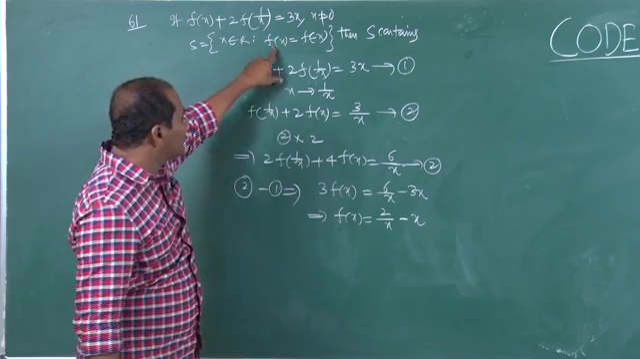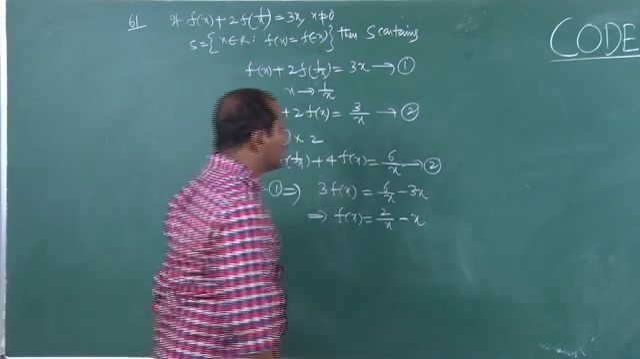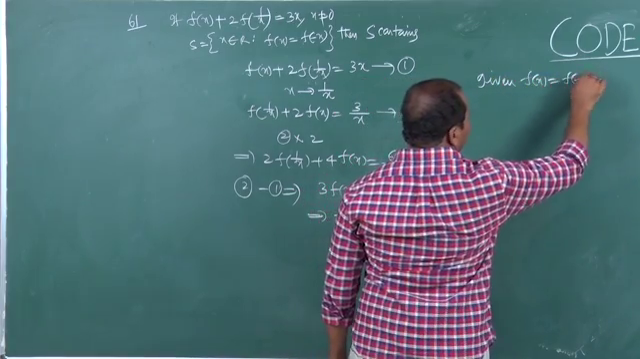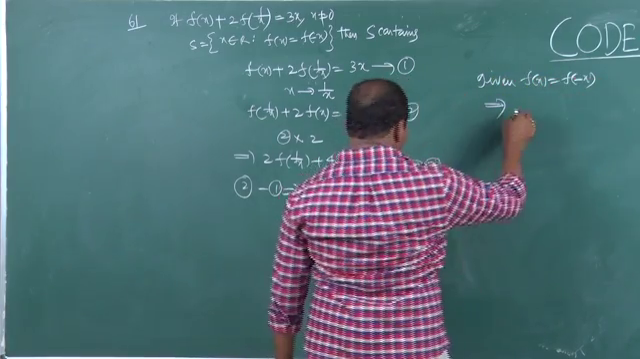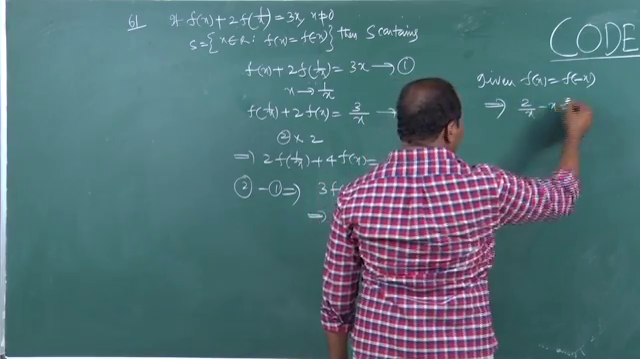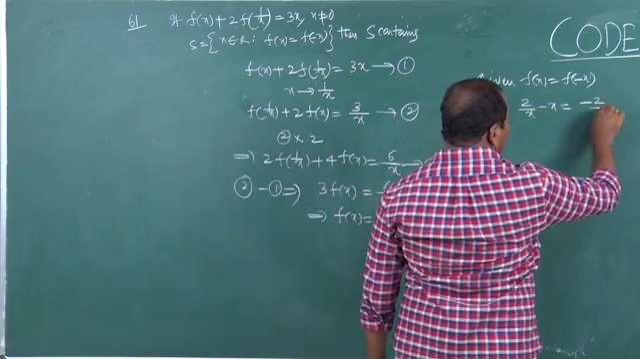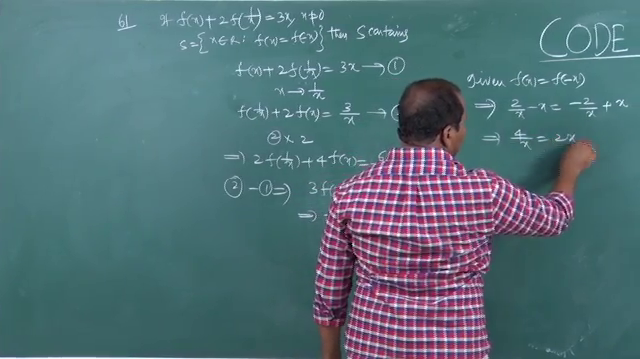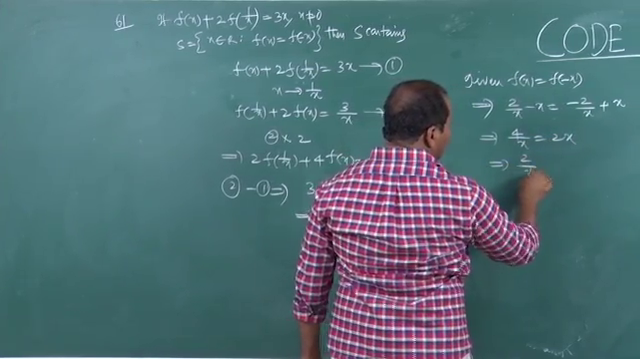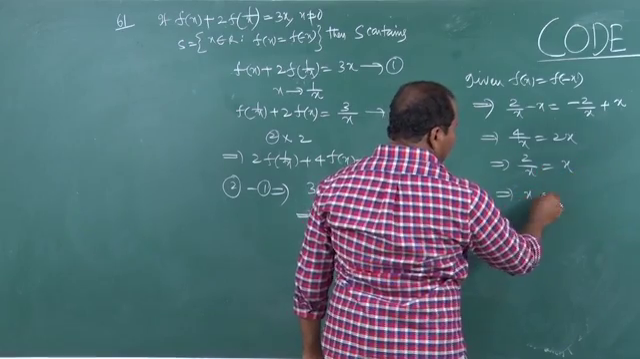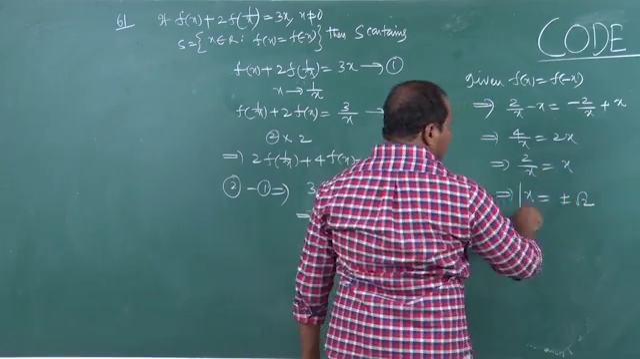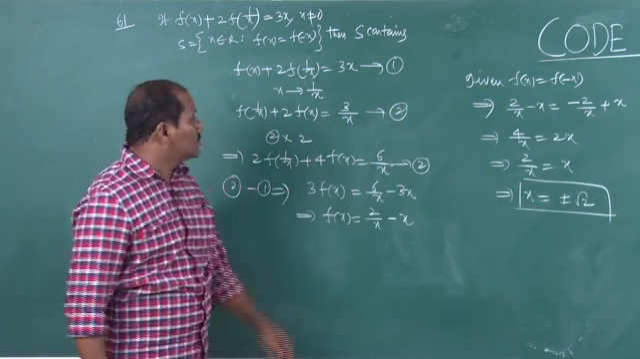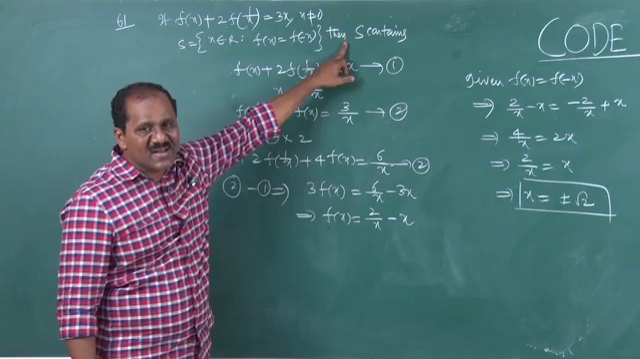Now, one more condition given is f of x is equal to f of minus x. So, given f of x is equal to f of minus x, this implies 2 by x minus x is equal to minus 2 by x plus x, implies 4 by x is equal to 2x, implies 2 by x is equal to x, implies x square is equal to 2, x is equal to plus or minus root 2. So, we got two values for x. So, the set S contains exactly two elements.